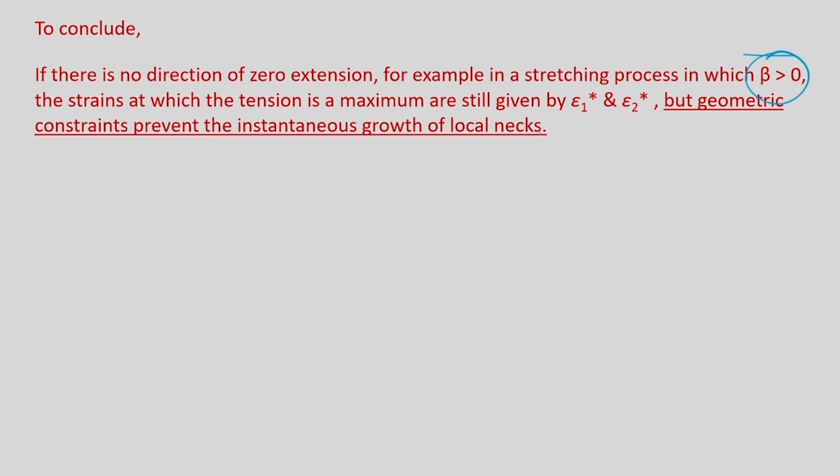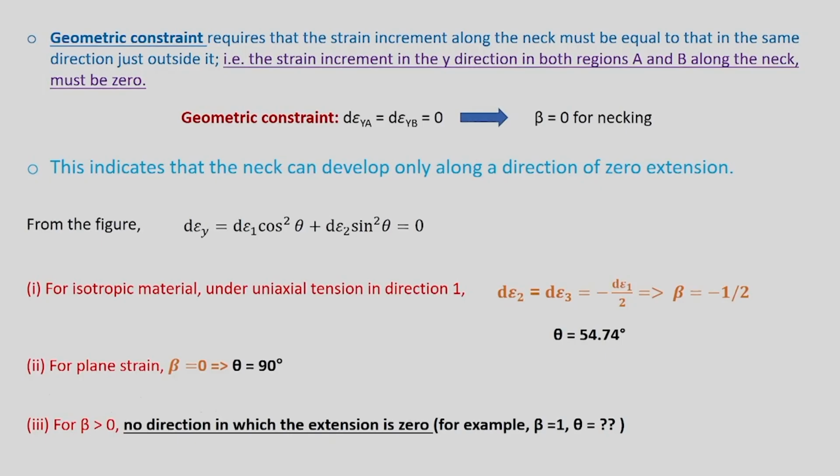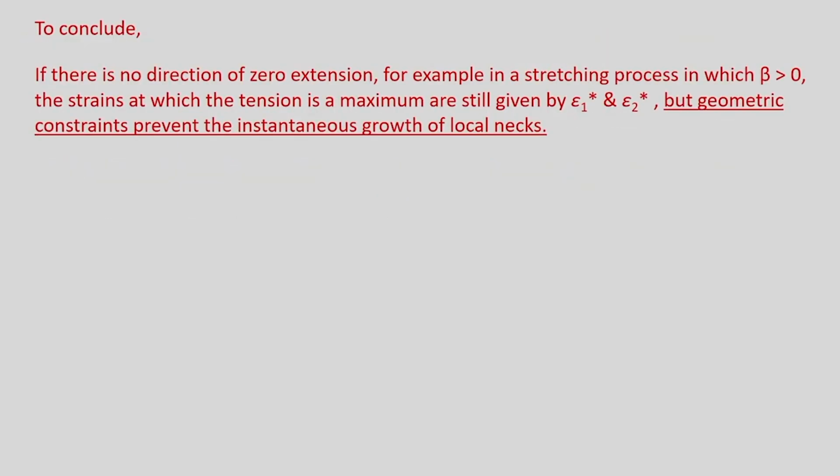Because of no direction of 0 extension, for example when you have beta is equal to 1, that actually delays the growth of neck or slows down the growth of neck, and hence there are chances that you will have larger strains in actual experimental data when compared to your maximum tension line. So that is why you have large difference in this particular zone, beta is greater than 0. So this can be explained with this particular simple analysis.